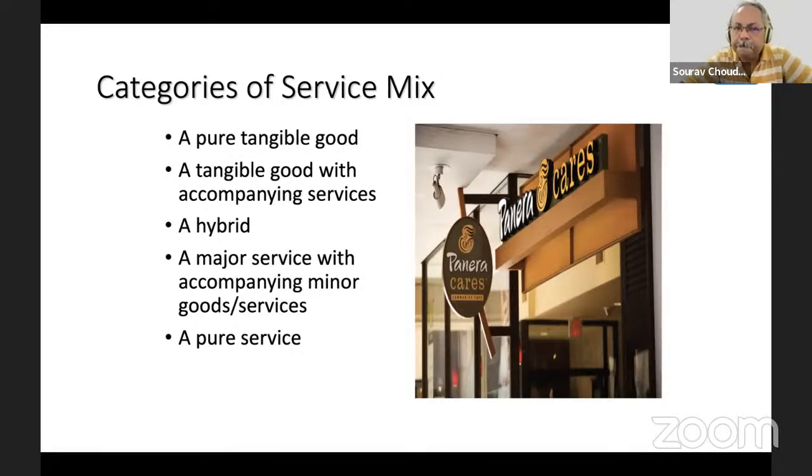Possibly, what can I give you? Get me an example of this. Let me see what I can get. What other examples can I get? Okay. A major service accompanying minor goods or services, think about, yeah.